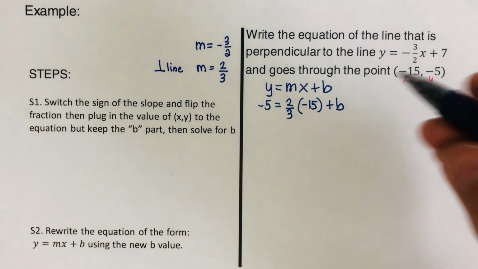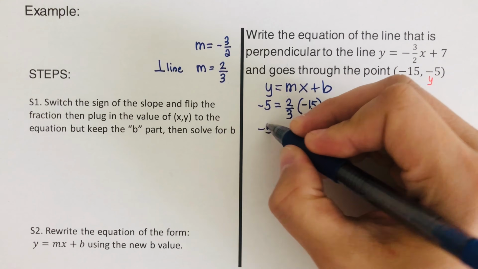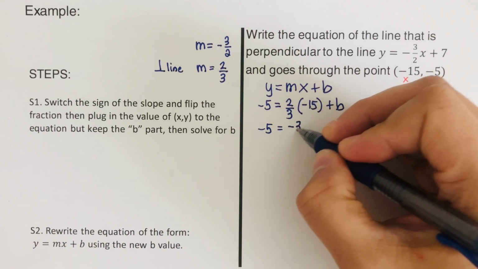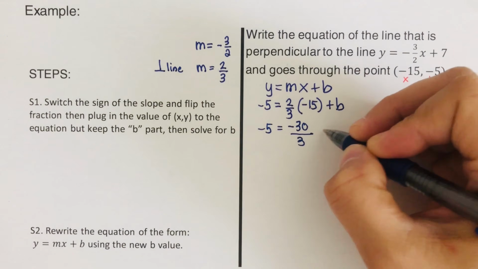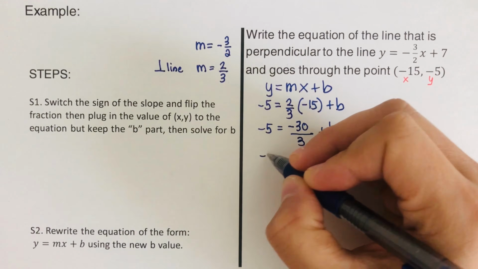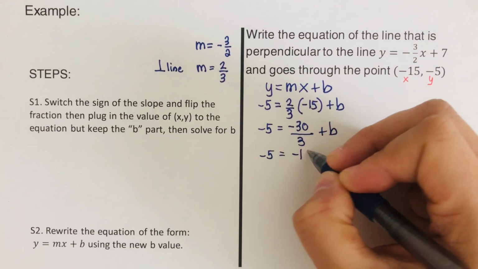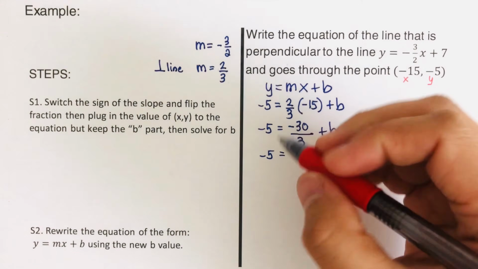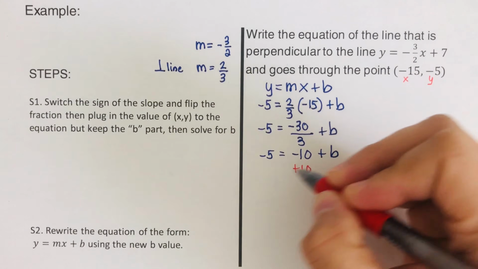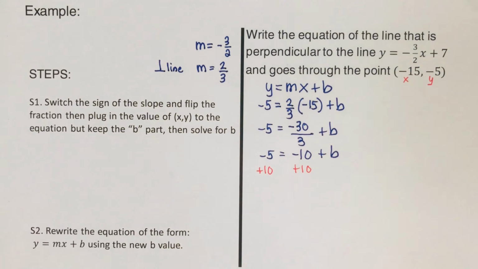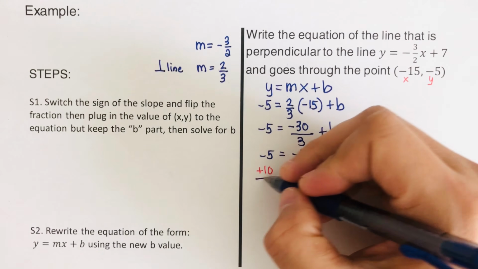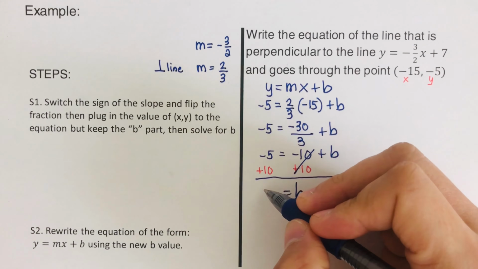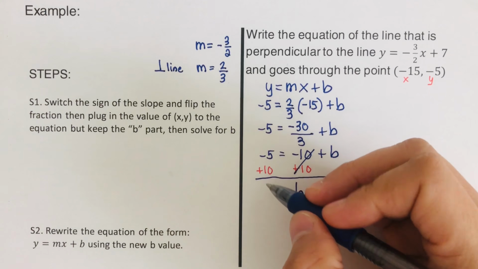So this comes out -5 equals 2 times -15 is -30, and then that is over 3 plus b. -30 divided by 3 is -10 plus b. So we want the b by itself. So that would be a +10 and +10. So then we are able to have b on the right side by itself. So that is b is equal to, this is going to be a +5.